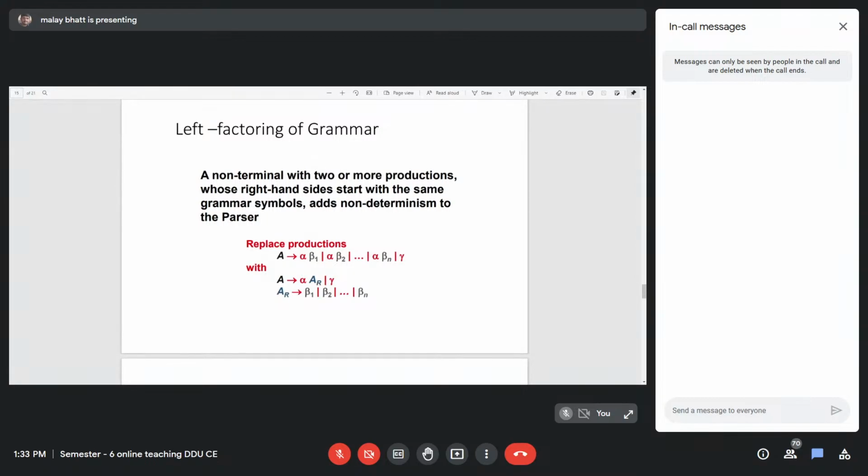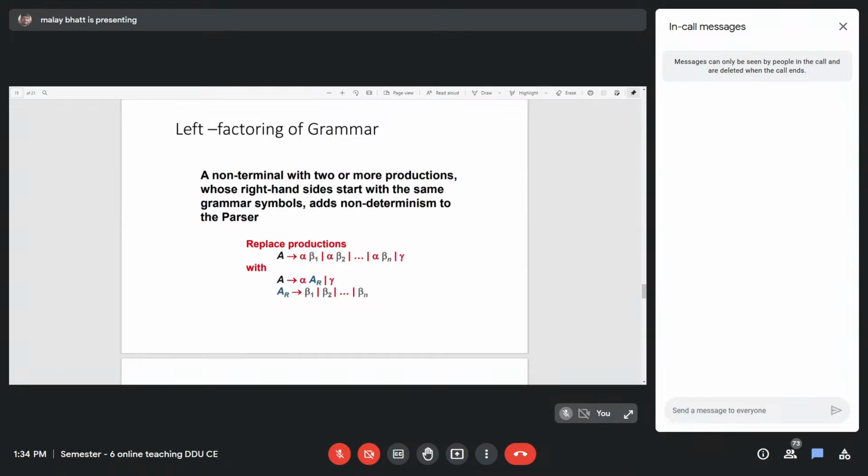To achieve determinism, we'll write a new production rule. We'll take the common alpha and write A gives alpha AR, where AR is a new non-terminal, and we keep gamma. Now for this new non-terminal AR, we will write the remaining portions of the production rules: beta 1 or beta 2 up to beta n.